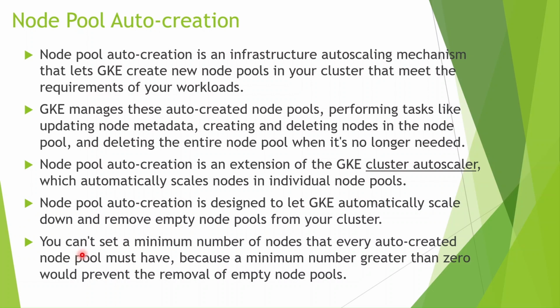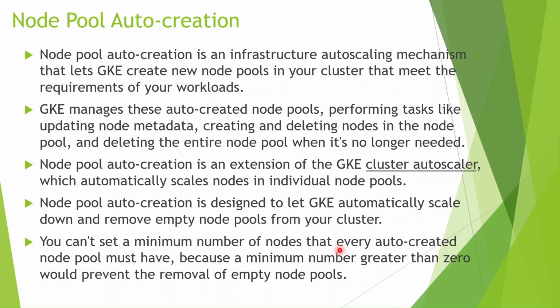In this we cannot set a minimum number of nodes that every auto-created node pool must have, because if you set a minimum number of nodes greater than zero, that can prevent the removal of empty node pools. As we have seen in the cluster autoscaler, we can define a maximum and minimum number of nodes, but in this, if we try to do the same thing, node pool auto creation will not be able to delete the empty node pools.